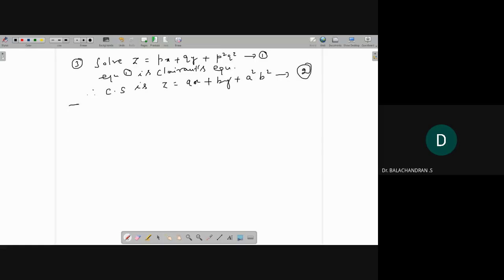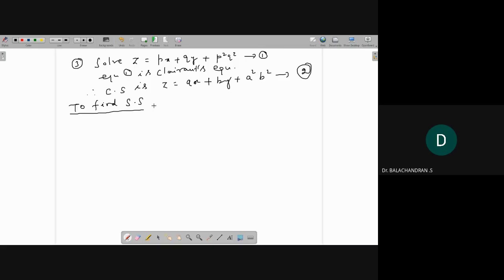Now, to find the singular solution, the idea is you need to differentiate equation 2 partially with respect to a and then partially with respect to b. You should find the value of a in terms of x and y and b in terms of x and y, and you should substitute the values of a and b in equation 2. So this is the idea. Okay, so the remaining thing is up to you, how you are simplifying the equation.